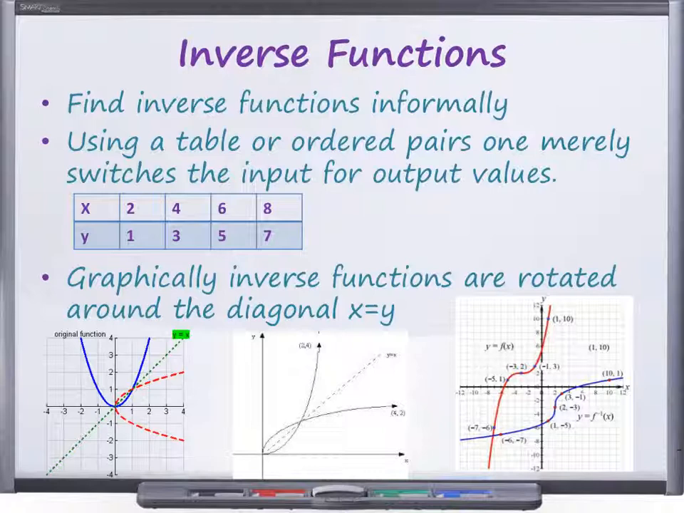We are now on inverse functions. Find the inverse functions informally. Using a table or ordered pairs, one merely switches the input for the output. So to find the inverse, that becomes y, that becomes x. It's super easy. Graphically, it's basically the same thing. Pick out some points, flip them, draw the new one. It's a reflection over the x equals y line each time. Okay? All right.